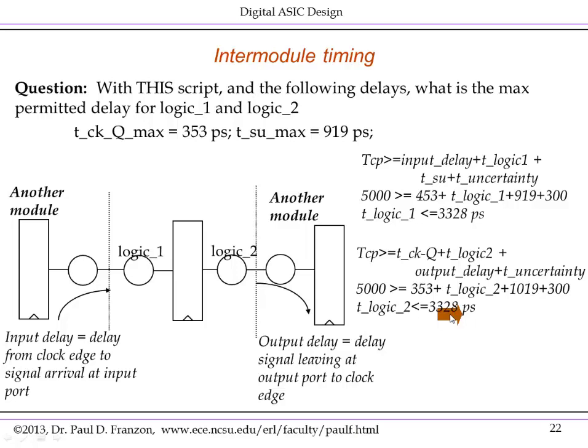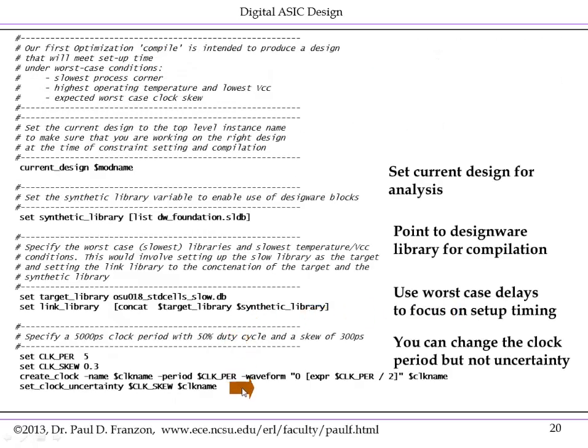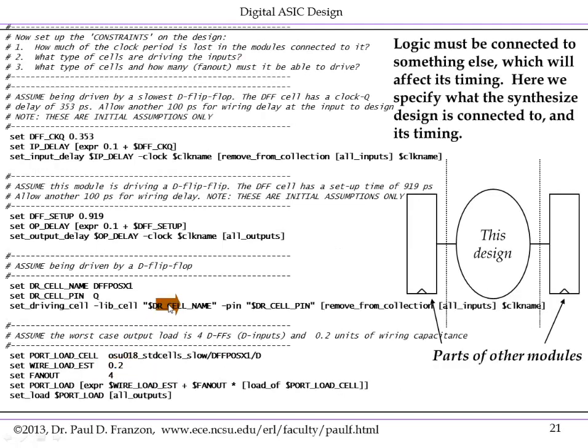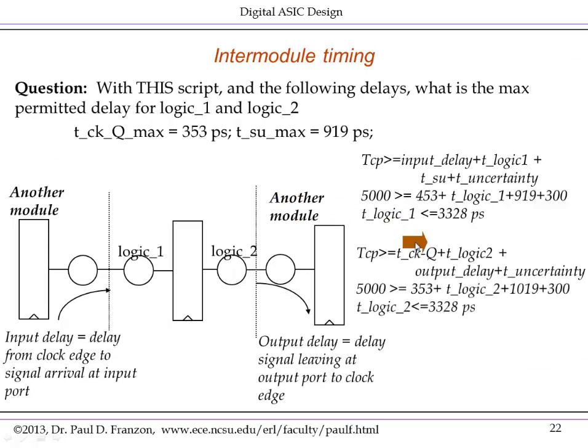Let me just show you briefly where I got these from the script. The clock period was down here, given by this calculation. The uncertainty was here, again assigned clock skew, 0.3 nanoseconds. The input delay was assigned here and worked out above. The output delay was assigned here and worked out above. So that is how I could calculate what these delays should be here in logic 1 and logic 2.